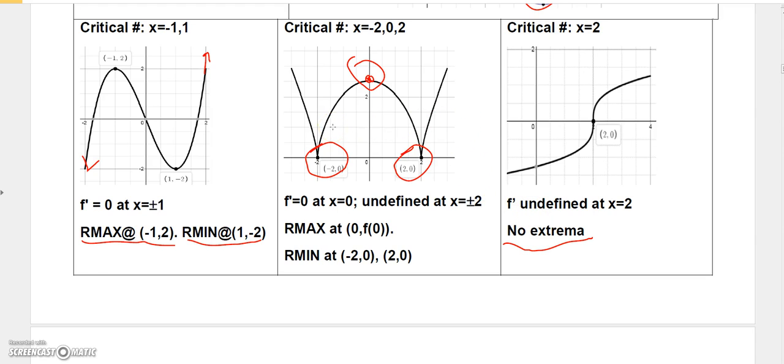So really, what I'm showing you these graphs for is to show you that in order to have a relative minimum or relative maximum, they must occur at a critical number. So just like this maximum occurred at this critical number, this minimum occurred at that critical number, these minimums occurred at these critical numbers, and this maximum occurred at that critical number. But just because you have a critical number doesn't mean that you're going to get a relative maximum or minimum.